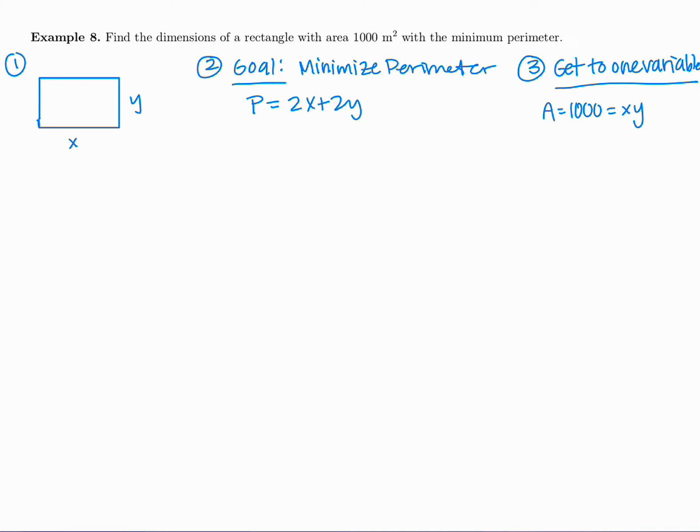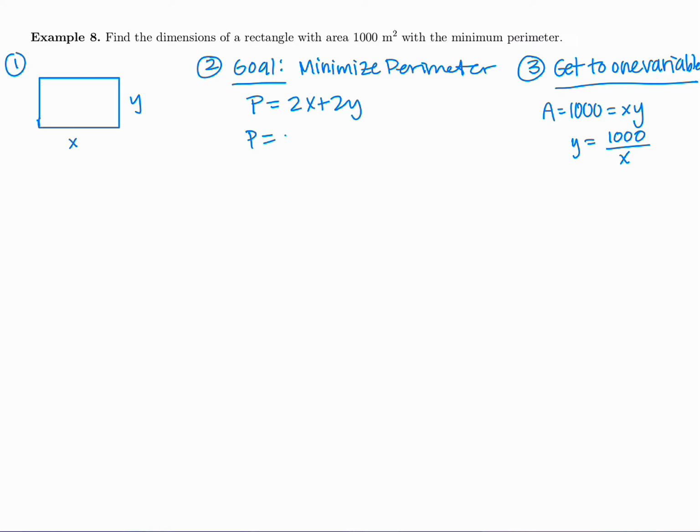You could solve for x too. If you solve for x, then when you plug back in over here, you'll just have everything in terms of y and do all your derivatives in terms of y. It doesn't really matter in this case because either one of them is very easy to solve for. In general, pick the one that's the easiest to solve for and plug it into the original.